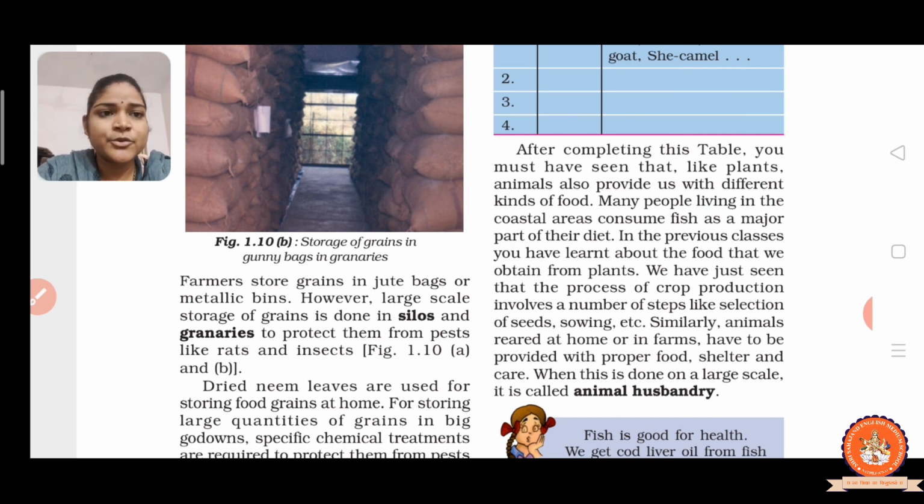So here we conclude that like plants, animals also provide us food.